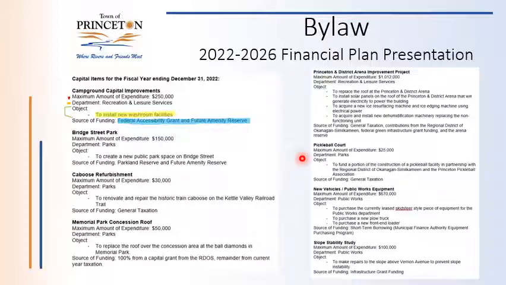A pickleball court. So this is to fund the construction of a pickleball facility at Memorial Park in partnership with the Princeton Pickleball Association and the Regional District of Okanagan-Similkameen. The source of funding for this project, the $25,000 comes out of general taxation. The Pickleball Association is proceeding to find a grant to build their facility. There's a cost-sharing aspect to that, so the regional district and the municipality have each pledged $25,000 to that facility.